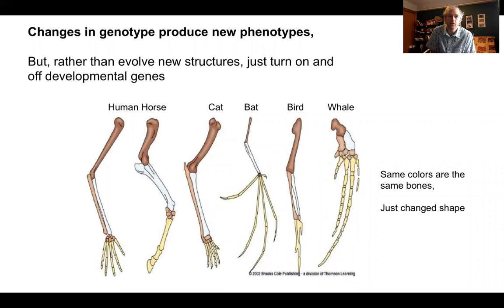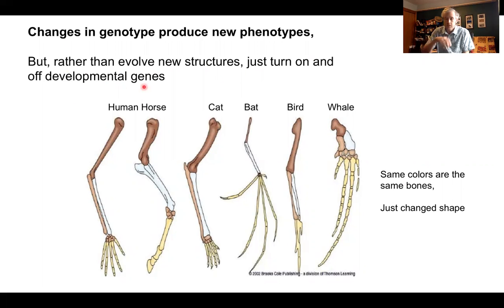What we're going to talk about now is how changes in genotype can actually produce new phenotypes. So small little changes in your genotypes, what we call small mutations, can produce new phenotypes, new physical characteristics. But when we talk about this, one of the ideas that gets bandied around an awful lot is, okay, change in genes, that's how you evolve totally new structures. But what actually tends to happen is that, rather than evolving new structures, change in genotype tends to just turn developmental genes on and off.